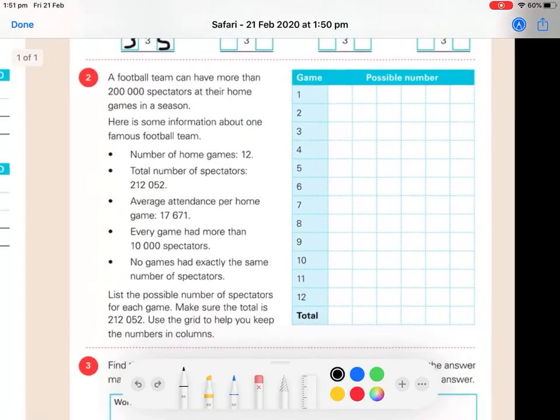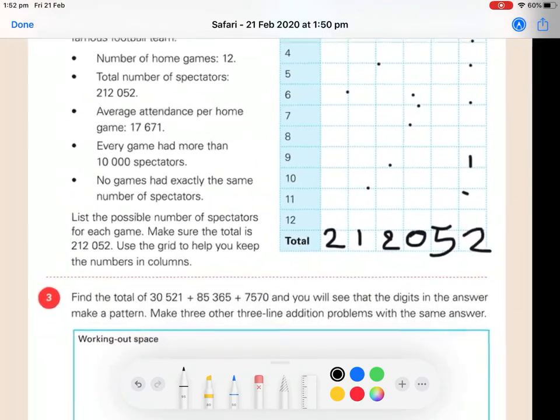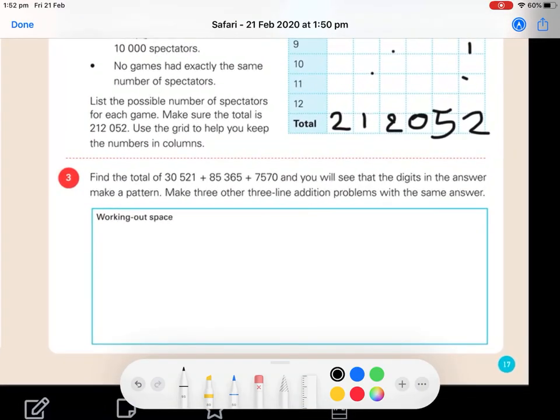All right, the last one here, quite a tricky one. You've got to fill in all of these numbers here. It has to add up to 212,052. And then changing all the numbers, you'll do a lot of rubbing out, fixing up, adding in. Quite a tricky problem, so have a good go at that one.